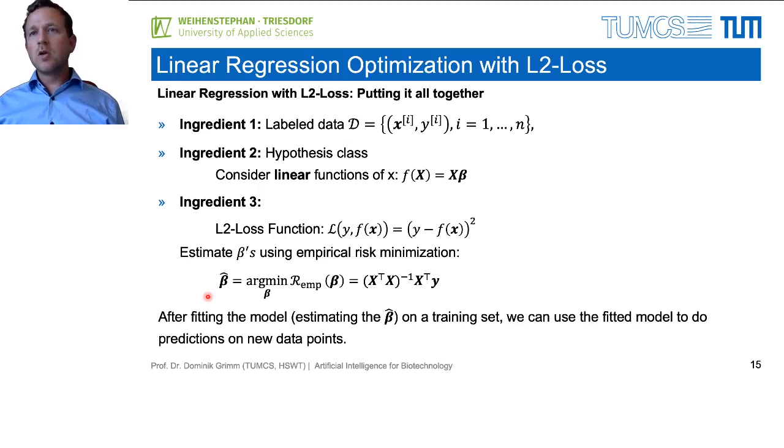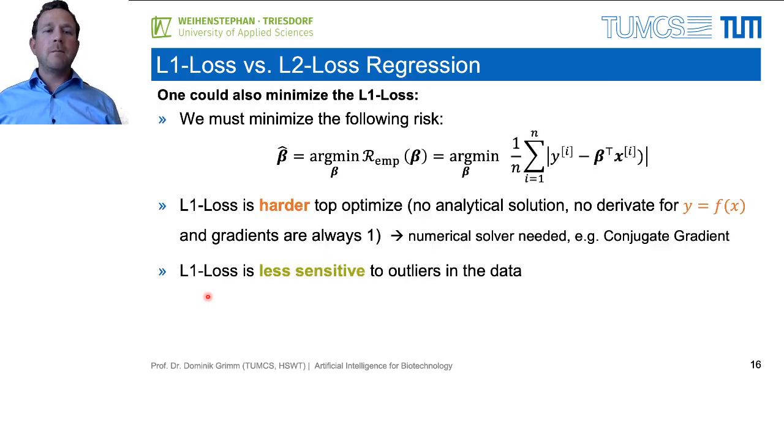The question is now, could we also use the L1 loss for linear regression? Because I said before, we have the problem that we can't really compute the gradient for the absolute value of a function, in the case the absolute value is 0. But we still could use the L1 loss for linear regression. However, it's much harder to optimize. There's no analytical solution, as I said before. There's no derivative, and the gradient is always 1. So we always make the same steps down the slope.